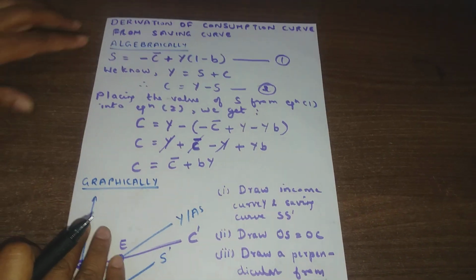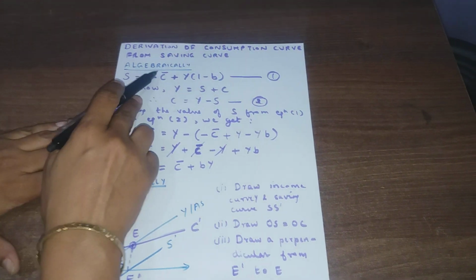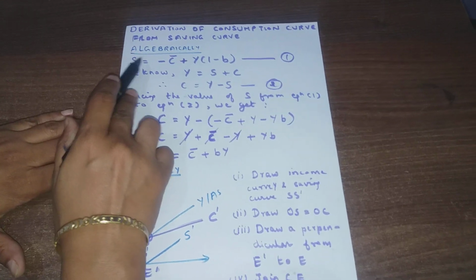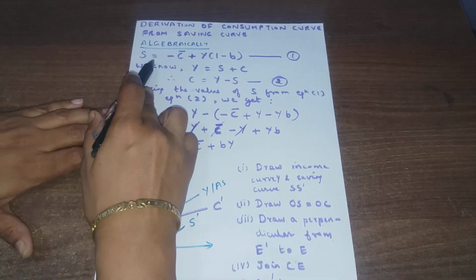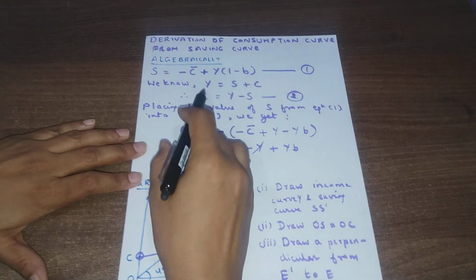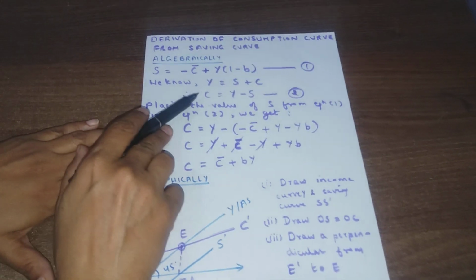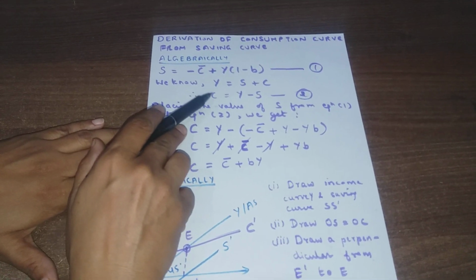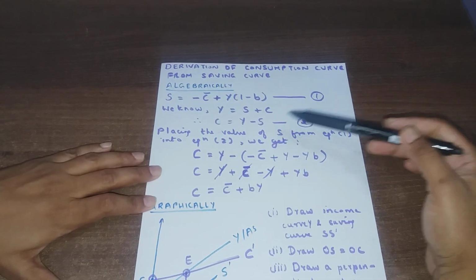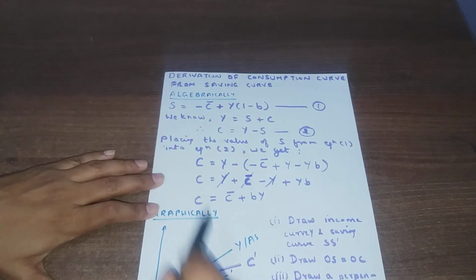Now, same way, derivation of consumption curve from saving curve. First of all, algebraically. So from saving curve, when you are deriving, you first of all have to write S is equal to, saving is equal to what? Saving is equal to minus C bar plus Y 1 minus B. This is first equation. We know Y is equal to S plus C. Now when I want derivation of consumption curve, I need to place C is equal to Y minus S this time. Now same way, I'll place the value of S from equation 1 in equation 2.